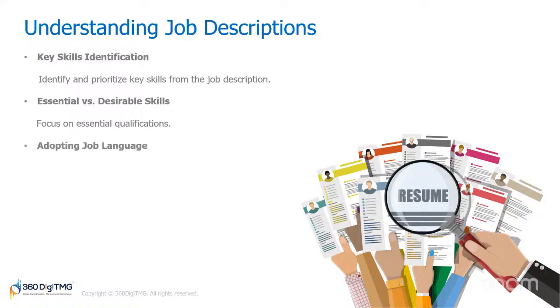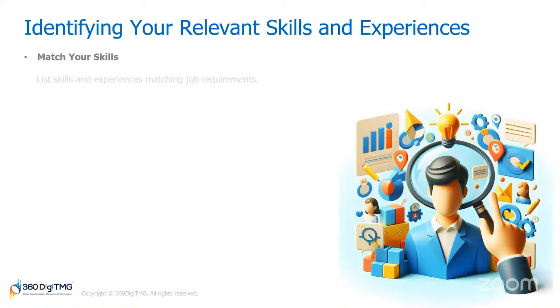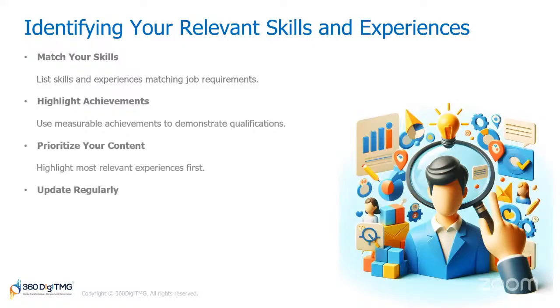So first of all, we identify our skills, we list out all those skills, then we focus on basic qualifications like all those certificates, right? Then adopting job language, then talking about interview insights. When you read that JD, you can predict what kind of questions they might ask in the interview. Talking about identifying your relevant skills and experiences in your resume: first of all, make a list of the experience and skills that you have and that they're also asking for in the JD. Then highlight your achievements.